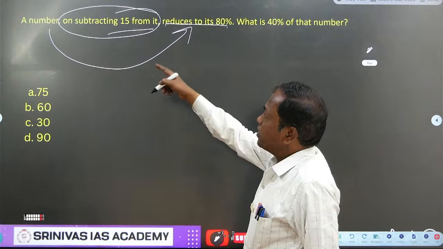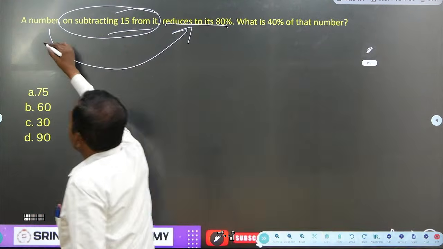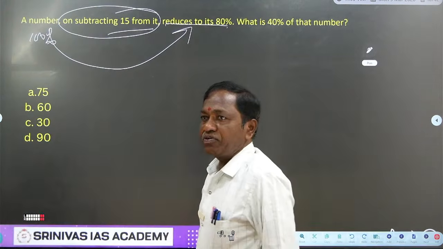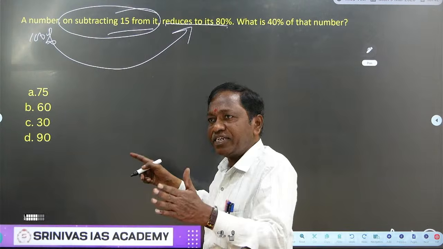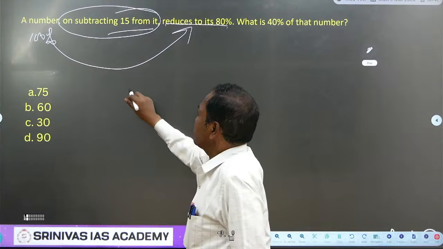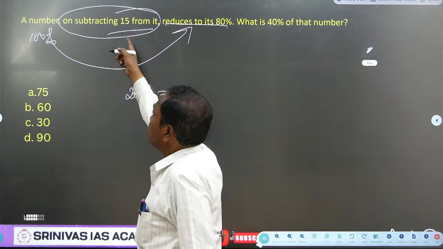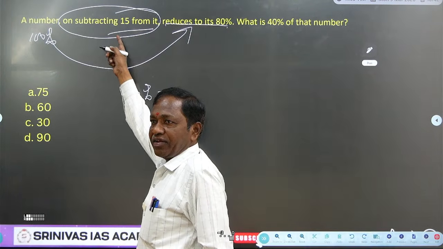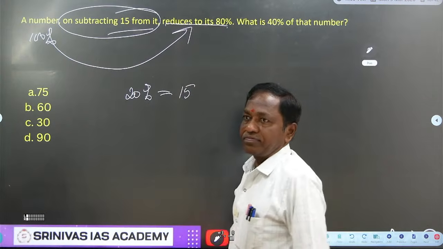No, you don't assume anything. A number is reduced to 80%. It means the number is equal to 100%. The number equal to 100% is reduced to 80%. How much exactly is it reduced? 20%. That I understood, sir. When is it possible? When 15 is subtracted from this.